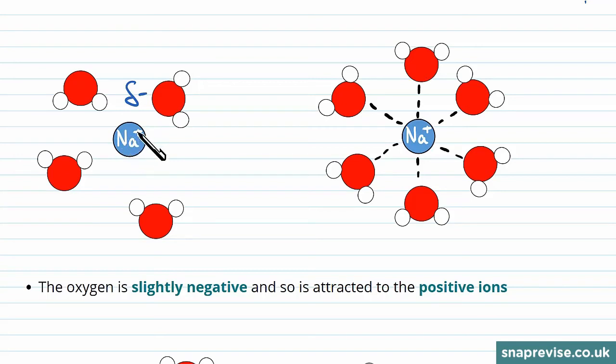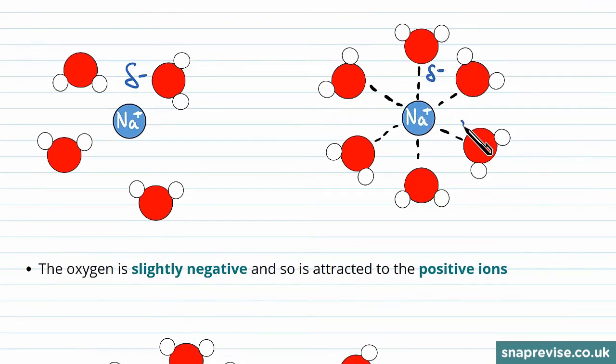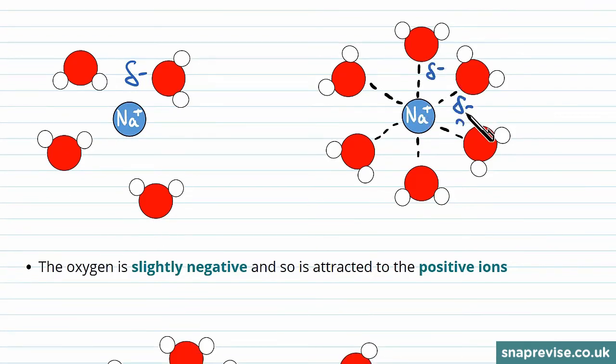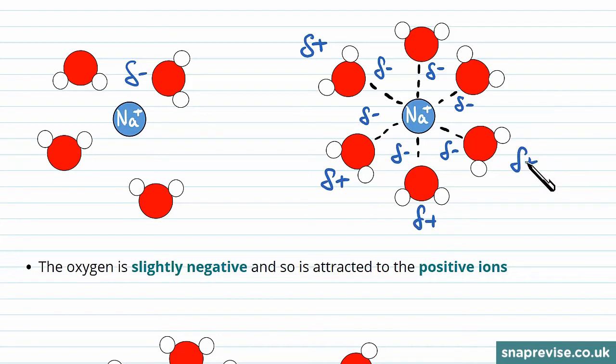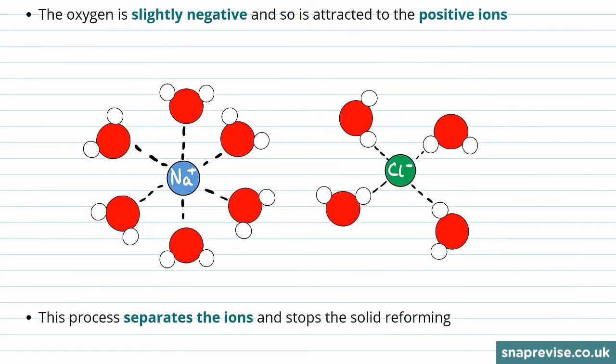So when we look at the shape that's formed when all of these interactions happen, we've got all of the slightly negative ends facing inwards, and then all of the slightly positive ends of the water molecules facing outwards. When these bonds have all been formed, the water molecules surround the positive and negative ions. This separates them and stops the solid reforming.